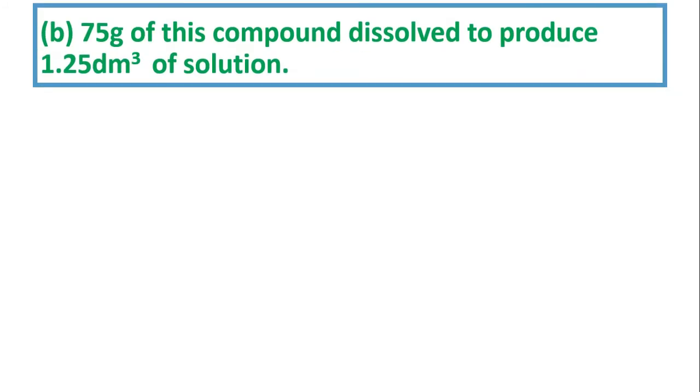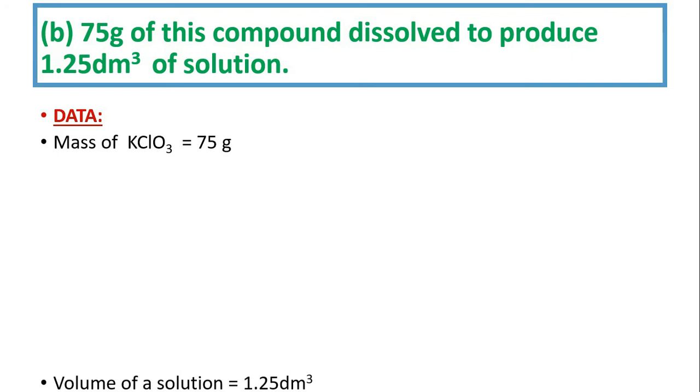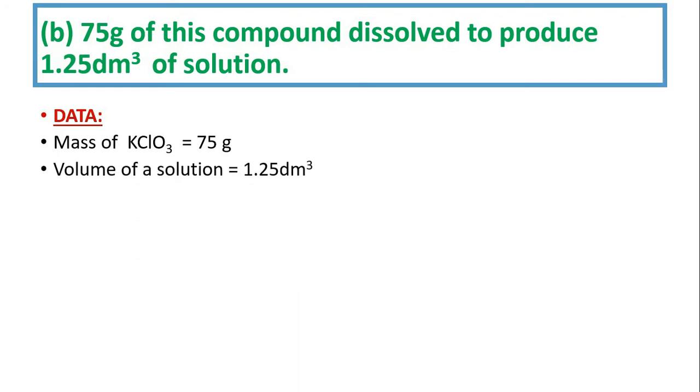Now part B. 75 gram of this compound dissolved to produce 1.25 dm³ of solution. Data: first we will write the data. Mass of potassium chlorate is 75 gram. Volume of solution is 1.25 dm³. Students, according to this part, we have the following data, right? Now, molarity we don't know. In this part, we have the mass of potassium chlorate, not the number of moles, and the volume is 1.25 dm³.